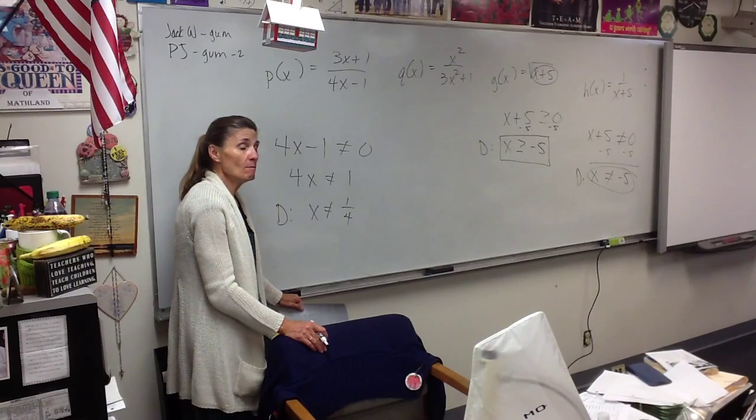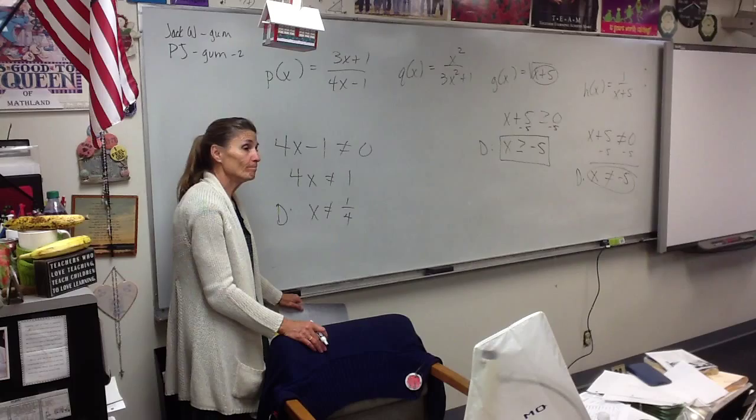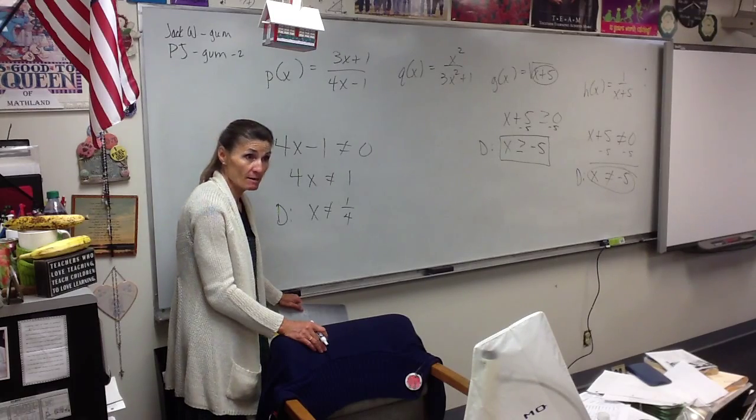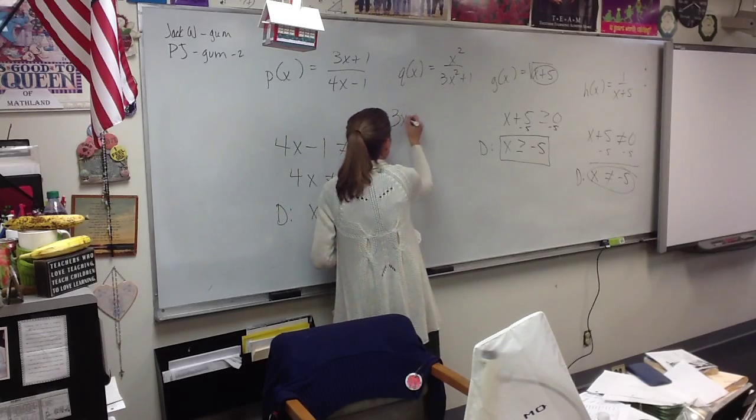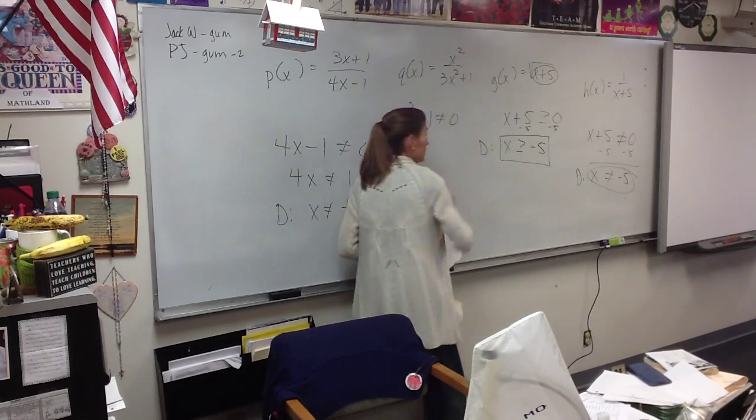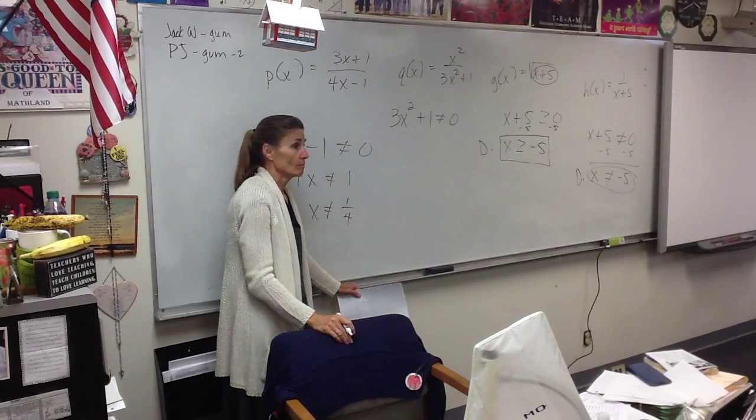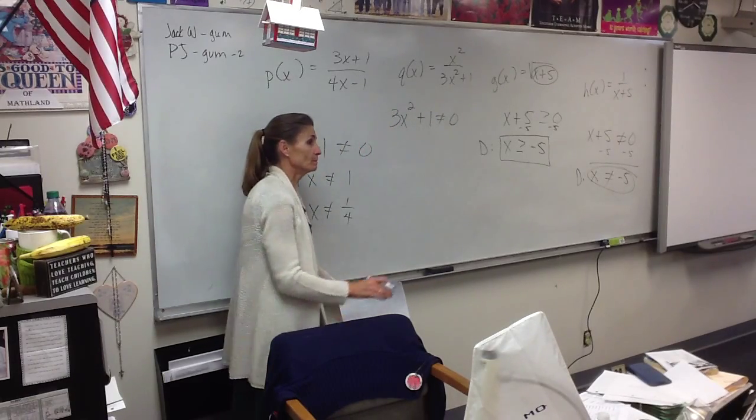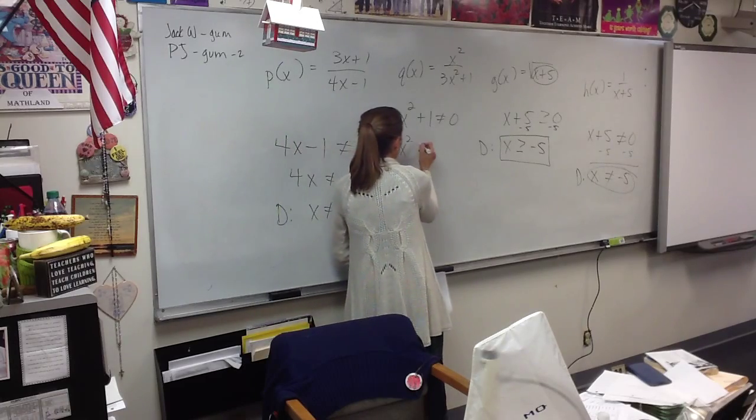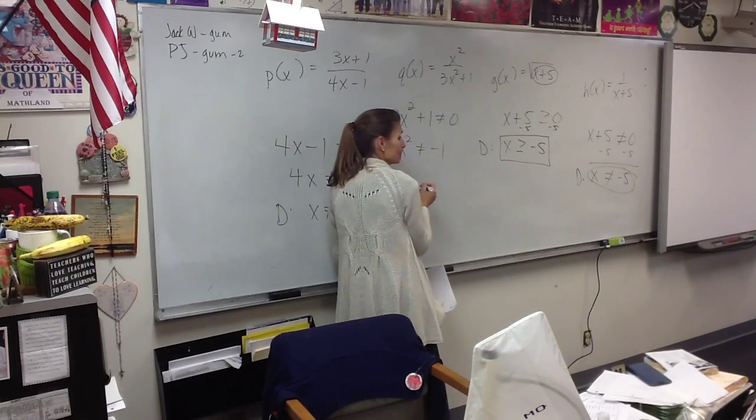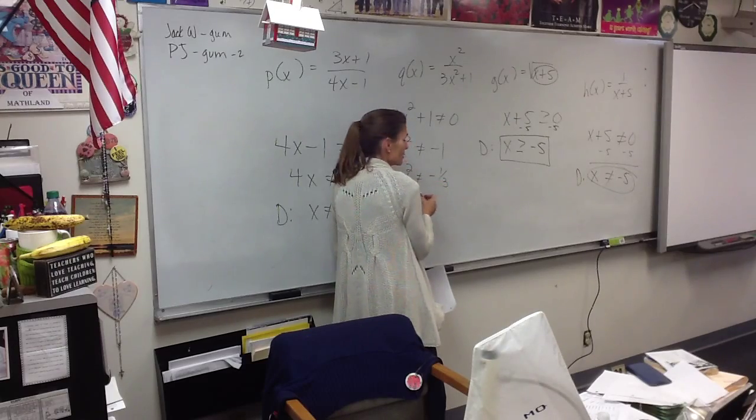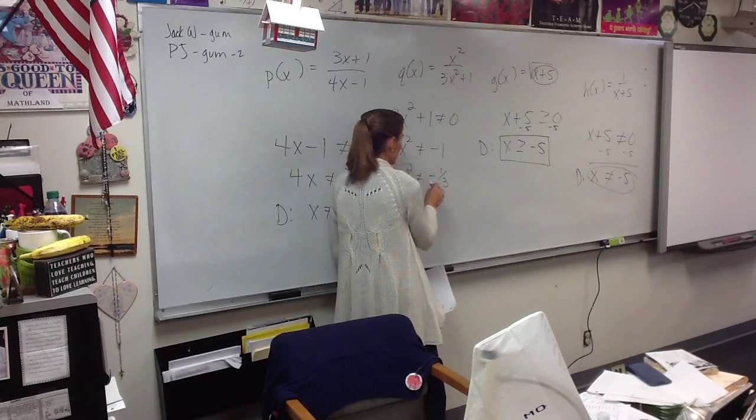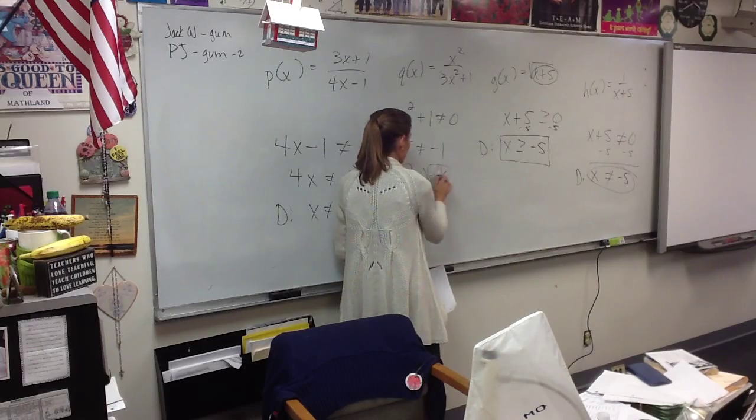All right. Radical? Nope. Don't need to worry about it, but we do have a denominator, right? So what's our rule for denominators? Denominator cannot equal 0. Wait a minute, this is a trick problem. Anybody getting bothered? What are you bothered about? The square. I'm going to take the square root. But what's the problem with taking the square root here?